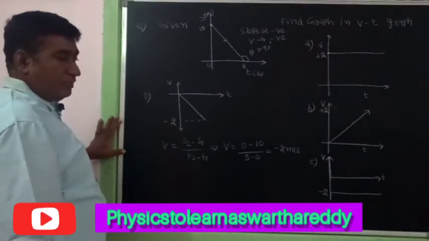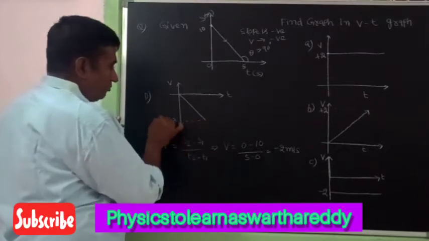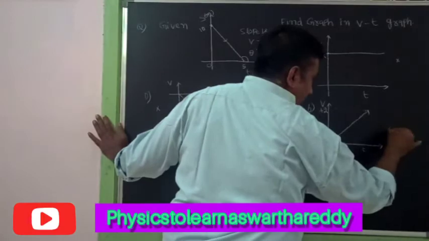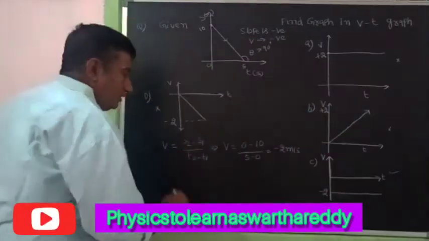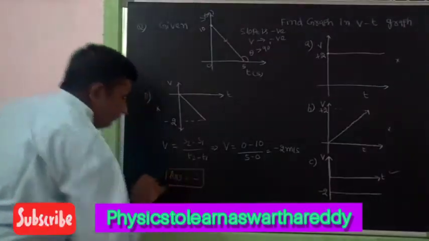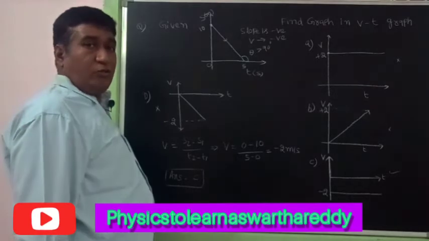2 meter per second does not change, but here it starts from 0 and then comes to minus 2. So this is wrong. So first we can eliminate these two, and then the correct answer will be C. Here the answer is C. Like this, these are the types of questions they ask in competitive exams.